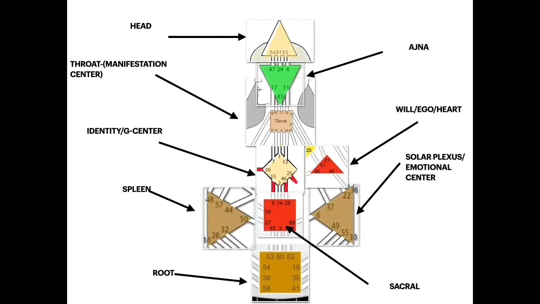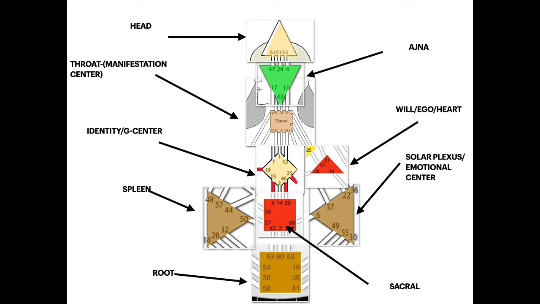So now we just pull out the centers because we're going to talk about the centers. We can see that some centers have different names. So for instance, if we look at the solar plexus, that's also called the emotional center. If we look at the identity center, it's also called the G center. If we look at the will center, it's also called the ego and the heart.